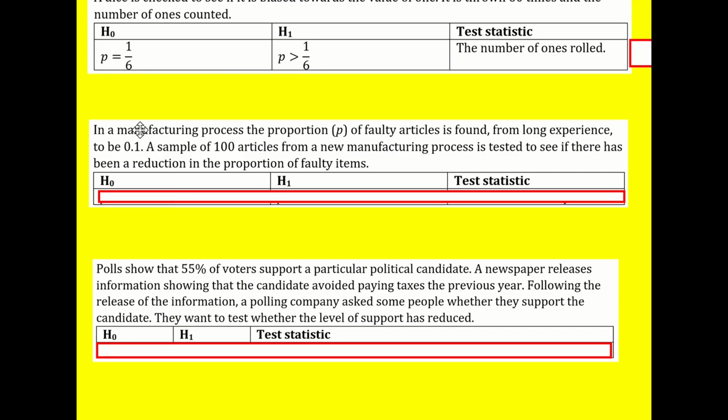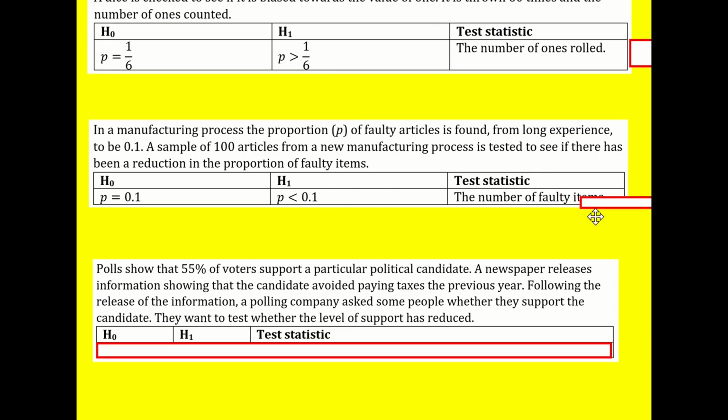Next one. Here we've got a manufacturing process, and we think from long experience the probability of it being faulty is 0.1. We're going to take a sample and see if there's been a reduction in the proportion of faulty items. So H0 here is going to be P is equal to 0.1. It's the one we had before, the thing that we can actually test. Now we're interested in whether there's been a reduction, so this time P is going to be less than 0.1 for the alternative hypothesis. That's the probability of an item being faulty. And then finally, the test statistic, what can we actually measure? It's going to be the number of faulty items. So that's the thing we can then calculate using a binomial distribution.